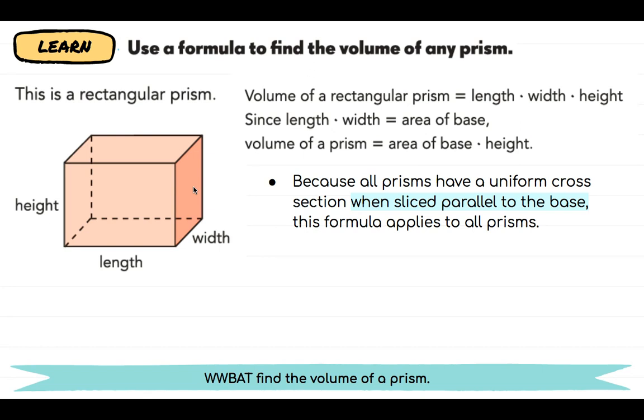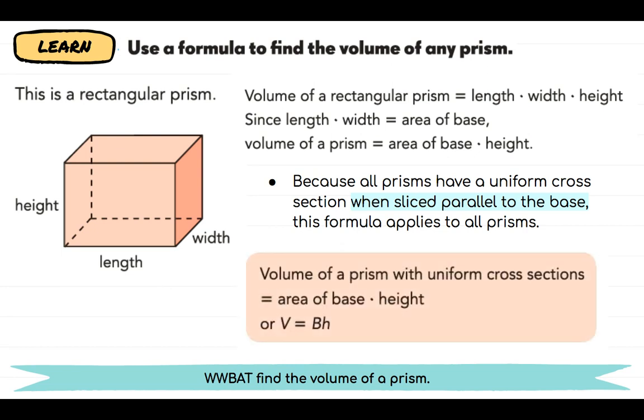Because all prisms have a uniform cross-section when sliced parallel to the base, this formula applies to all prisms, including the triangular, hexagonal, pentagonal, all prisms. So the volume of a prism with uniform cross-sections equals the area of the base times height, and we can use a letter to represent it by using V. Capital V equals capital B H.